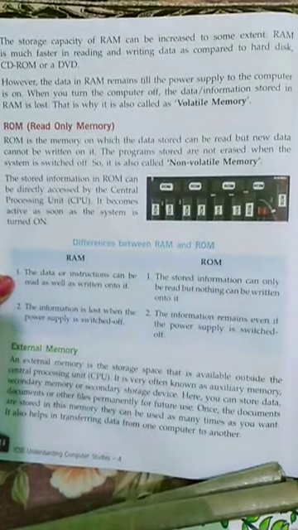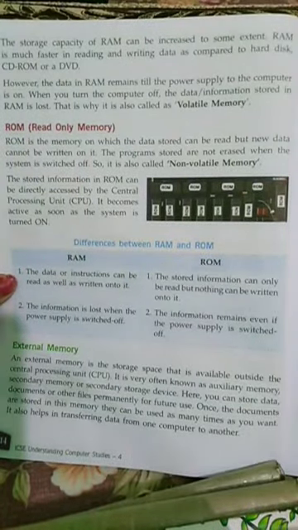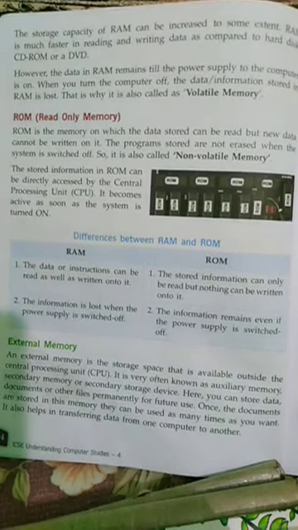Now children, let us understand what is ROM. ROM is read-only memory. The data stored in ROM can be read by the CPU, but it cannot be modified or changed. It is non-volatile memory. It means that it holds the data or information even when the power is switched off. It stores a large amount of data compared to RAM.